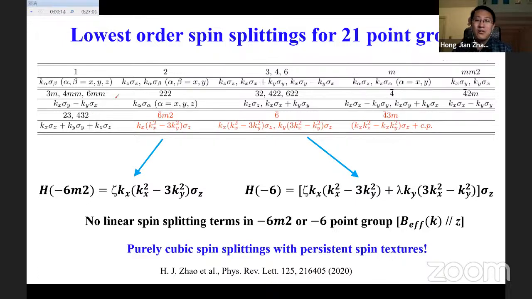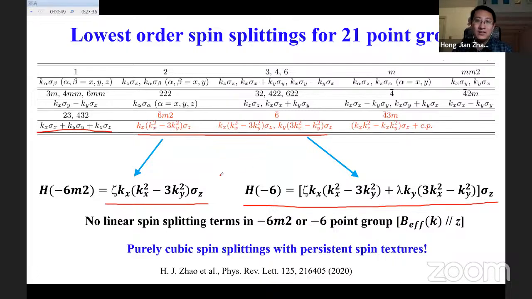And we will see that for most of the cases, for 18 point groups, the lowest order couplings are linear in k terms. Well, for two point groups, let's say -6m2 and -6 point groups, there exists no linear spin splitting term. The lowest order in k term is a cubic spin splitting term. So the -6m2 point group hosts this spin splitting, and the -6 point group hosts this spin splitting.